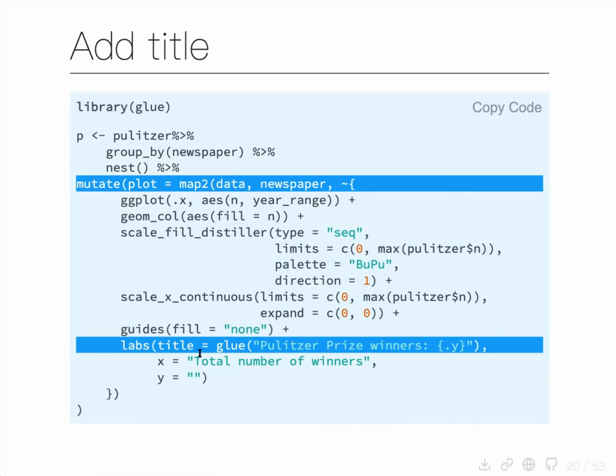But now when I get to my title, I'm going to say glue, although you could also do paste0 or paste or whatever, and that would be fine. I'm going to say Pulitzer Prize winners, colon, and then this is how glue works: you put the curly braces and then whatever you want to insert in there. So curly braces .y is going to put the newspaper name in for each Pulitzer as it's looping through.